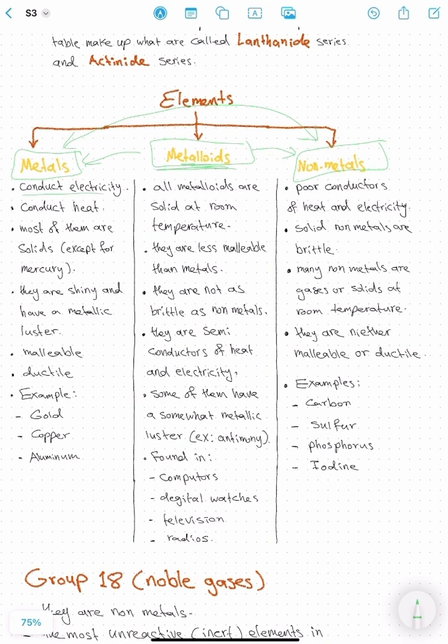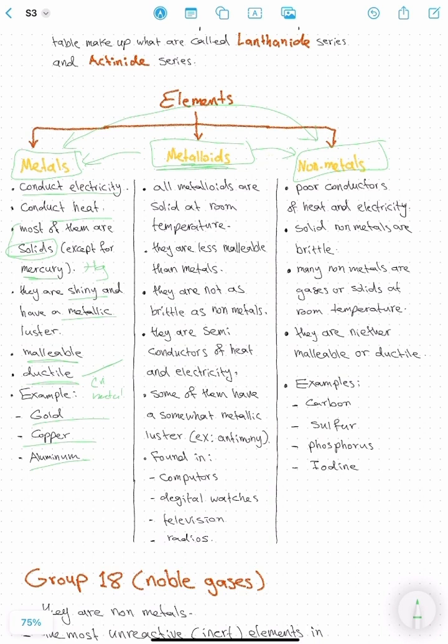Metals, they conduct electricity and heat. Most of them, they're solids, other than mercury, which is Hg, a transition metal. It's liquid. All of them, they have a shiny and metallic luster. Their appearance, they're shiny. All of them, they're malleable, and you can change their shape. All of them are ductile. You can form wires with them. For example, the wires we use with electricity consist of copper. Copper is a metal. Examples, you can take any examples from the periodic table such as gold, copper, and aluminum.